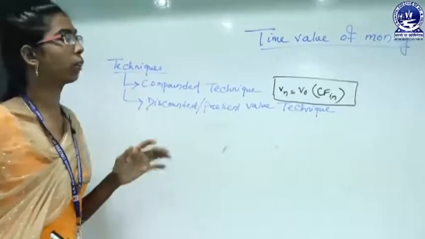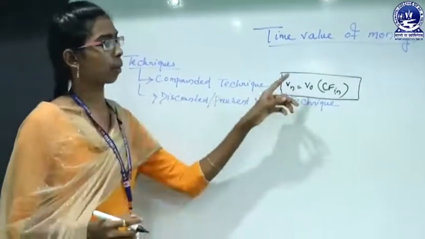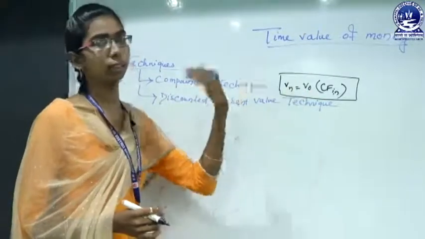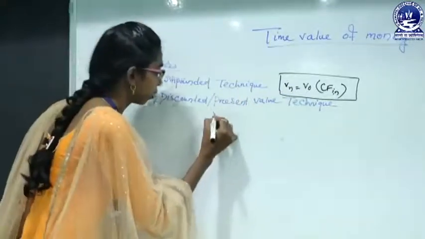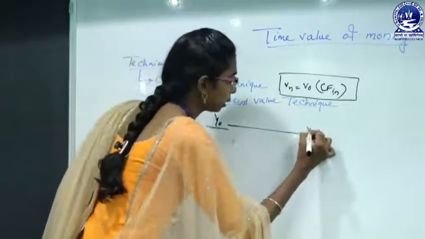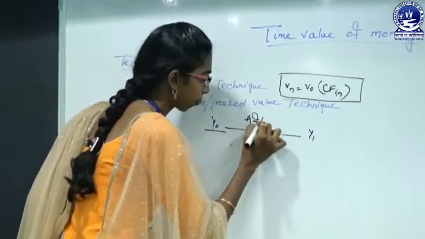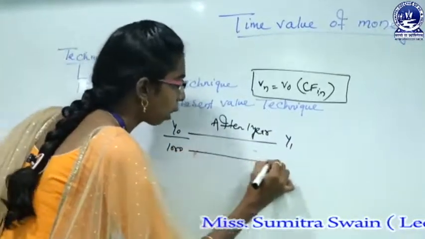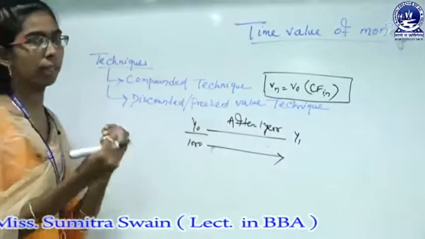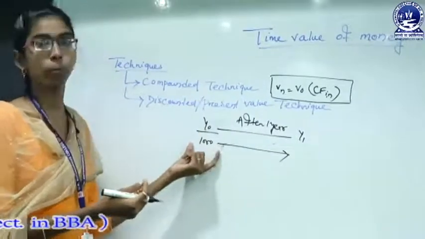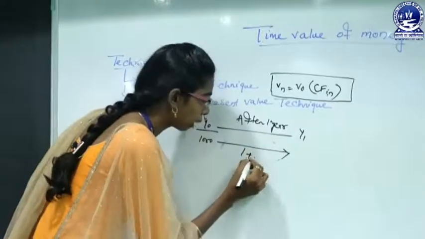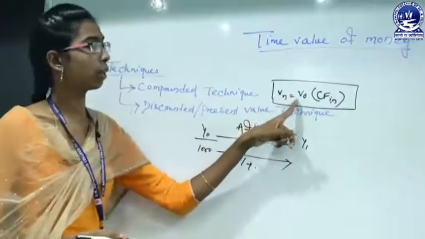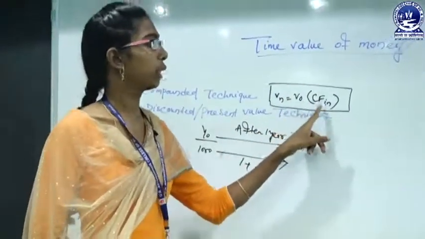In the compounded technique, we have learned that a certain amount, that is V0, becomes a certain value after a number of years. For example, if this is year 0 and this is year 1, after 1 year the value of 1000 is converted into something more than 1000, and we have learned that it is 1 plus something. How was that calculated? With the formula Vn is equal to V0 CF In.